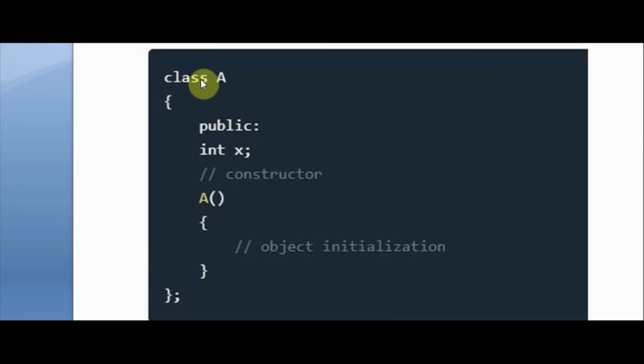There is a class named, let us say, A, and this is the access specifier. Here we created a function, or a method, whose name is also the same as the class name. So it is a constructor. The constructor will work like a function. You can write any code there.